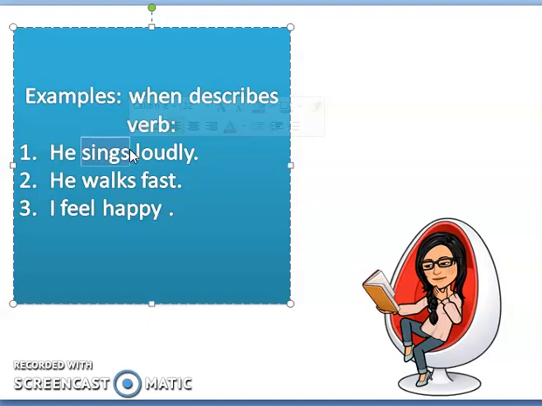Number 2, he walks fast. তাহলে how he walks is verb and fast is adverb. I feel happy. How I feel happy. Happy is a adverb. Now let's move on to our next slide.